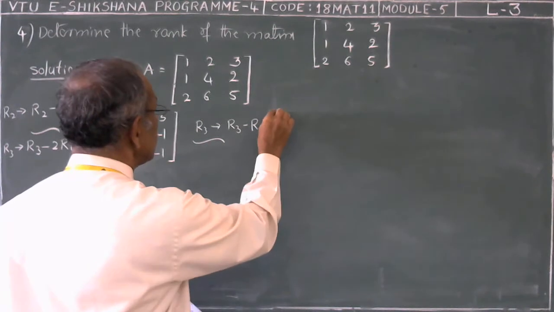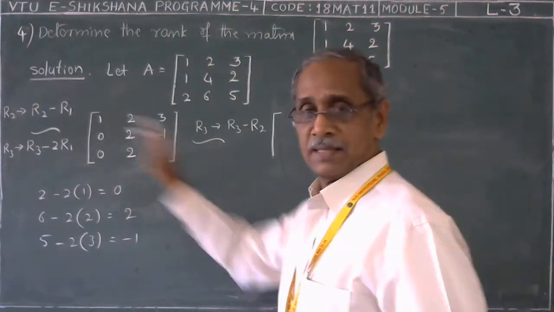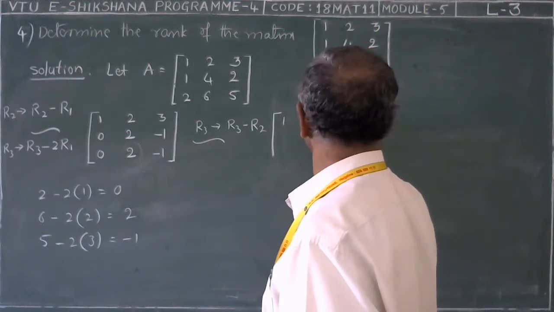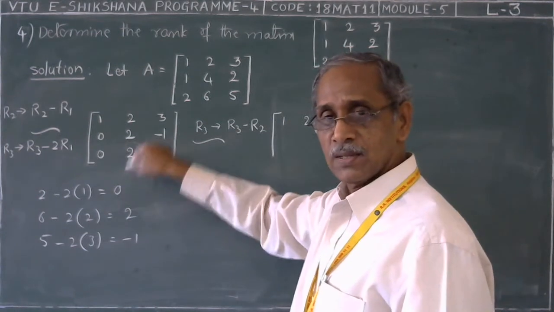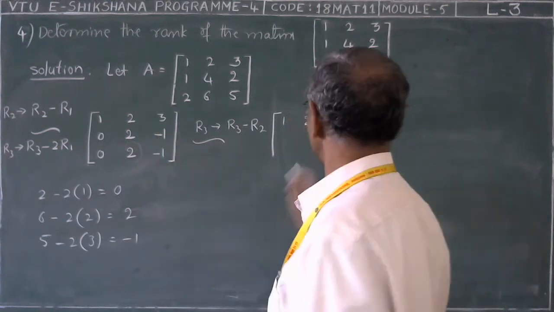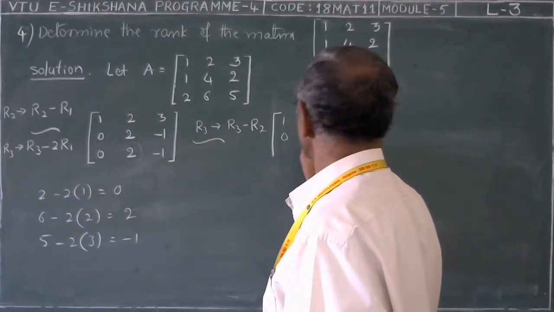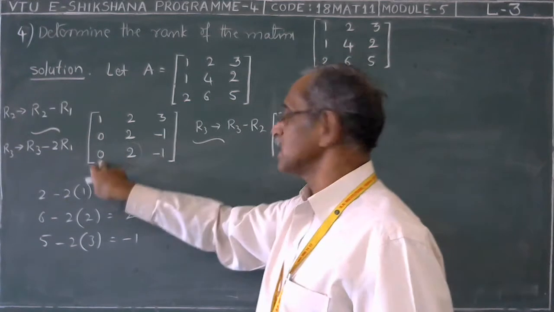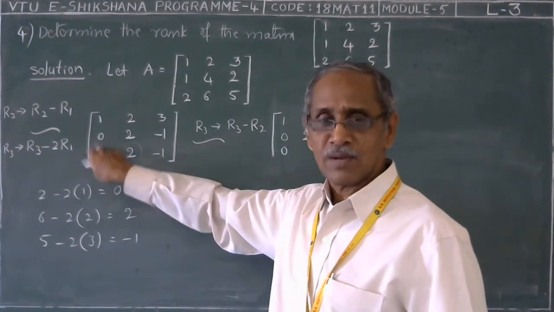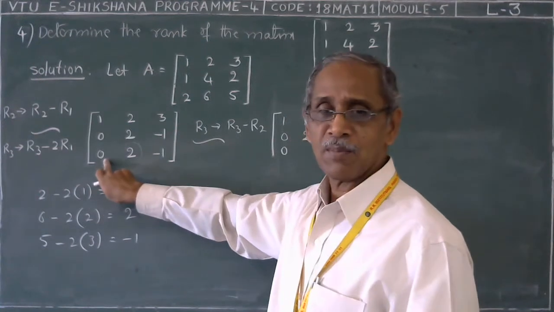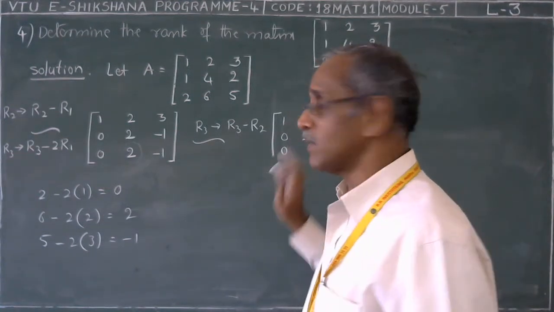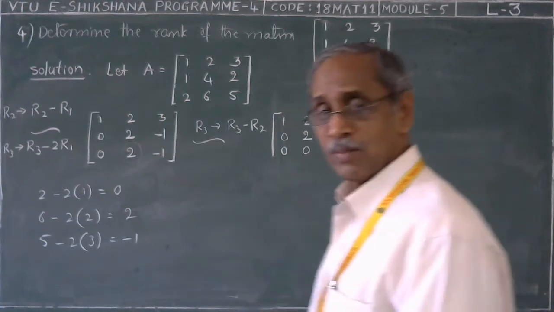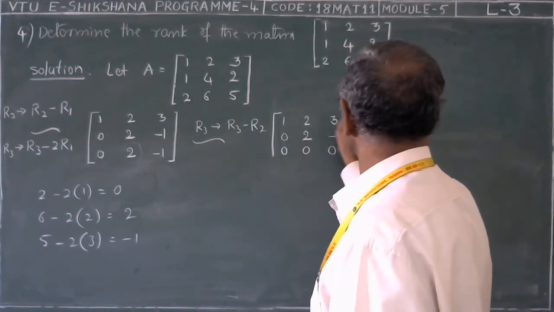We get an equivalent matrix. Row 1 is perfectly fixed, so we should not disturb that. 1, 2, 3. Row 2 is being used to make changes in row 3, so this is also not changed. 0, 2, minus 1. Because this is 0, nothing will happen to this element, whether you multiply by any number or subtract, it remains 0. 2 minus 2, 0. Minus 1 minus minus 1, this is minus 1 plus 1, this is 0.